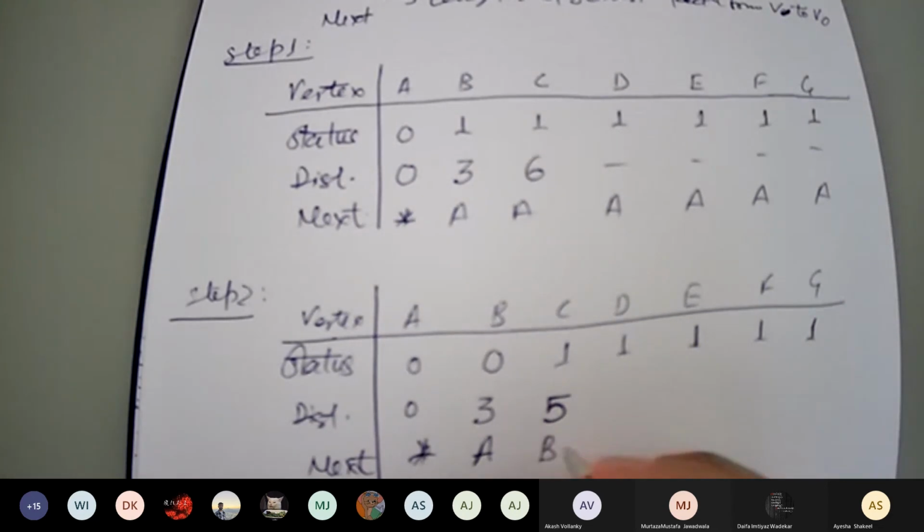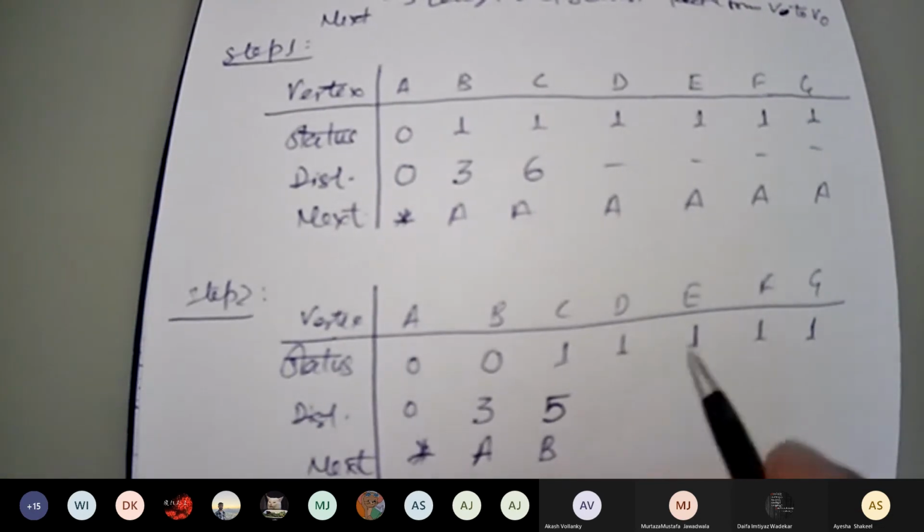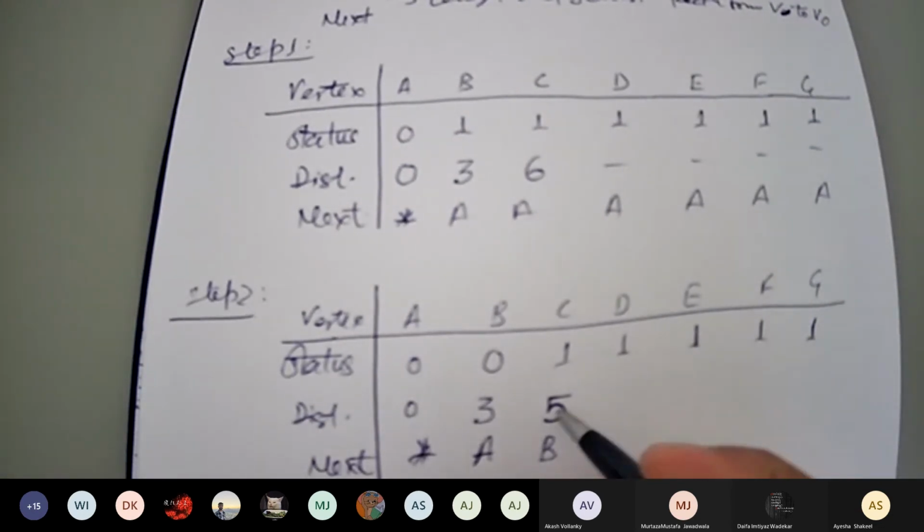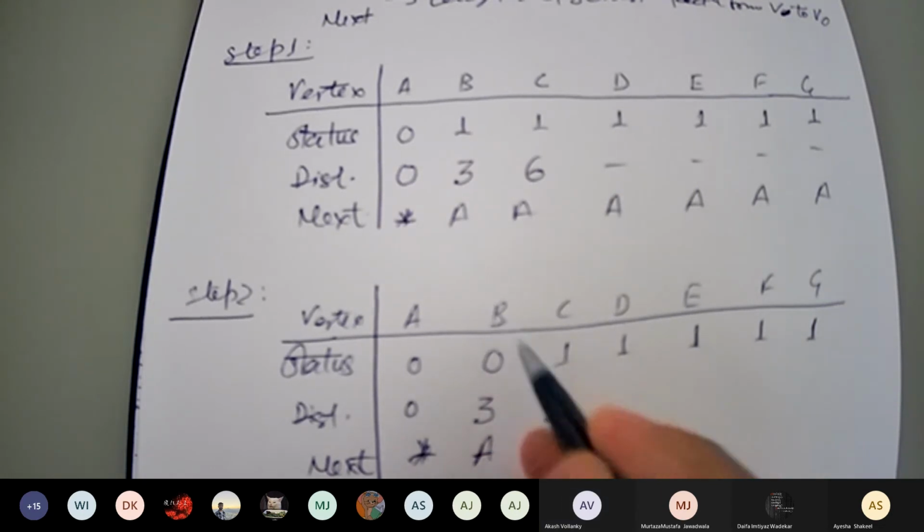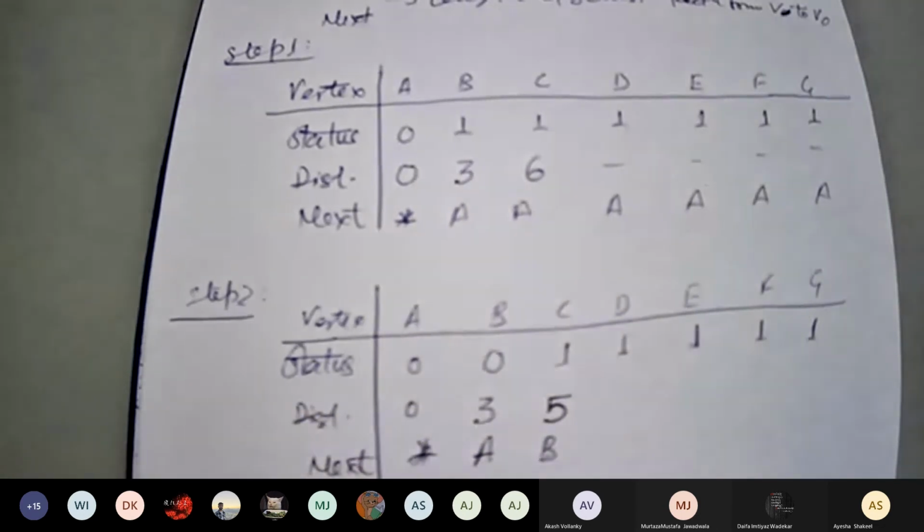Now if you want to check how it is 5, from C you will go to B. So C to B is 2. Now see, B you came from A. So 2 plus 3, that's the 5 you got. Like that you will get a path.